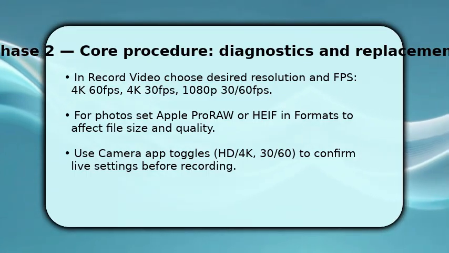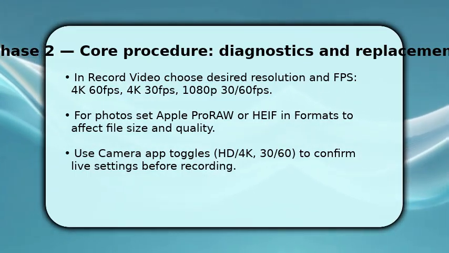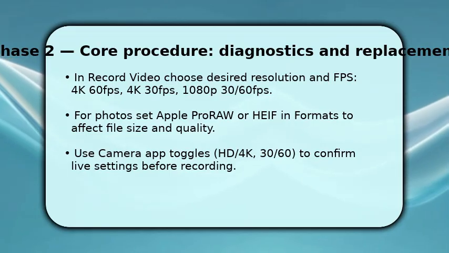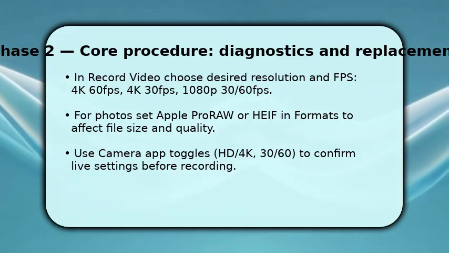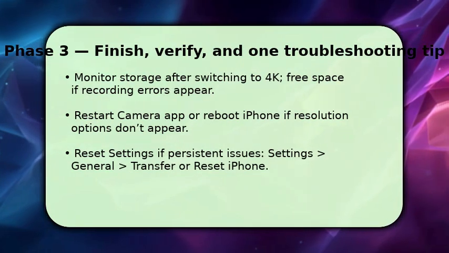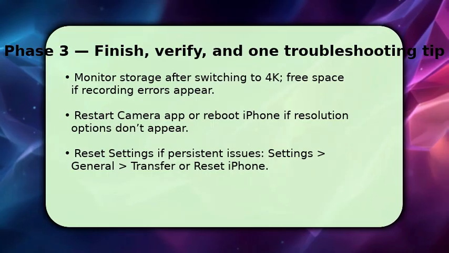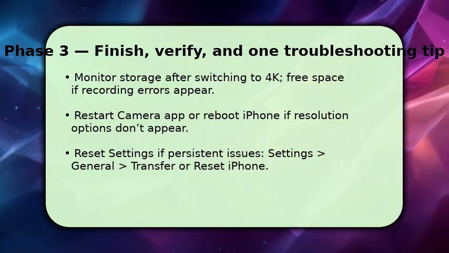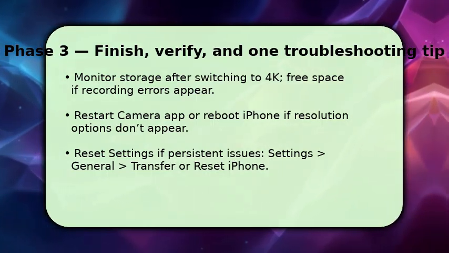Once done, open the camera app and verify the on-screen labels, HD/4K and frame numbers, so your settings apply in real time. This prevents surprise. Finally, confirm the change by recording a short clip and reviewing it in Photos to check resolution and frame rate metadata. This proves the switch worked.